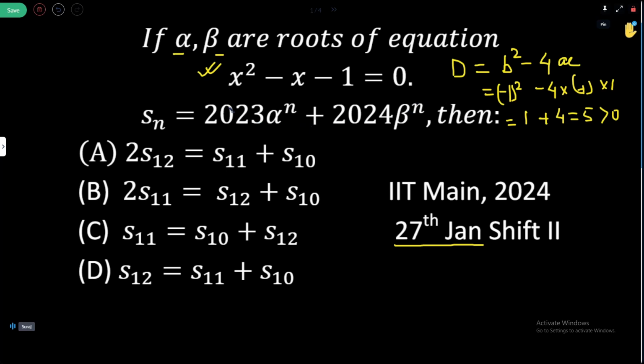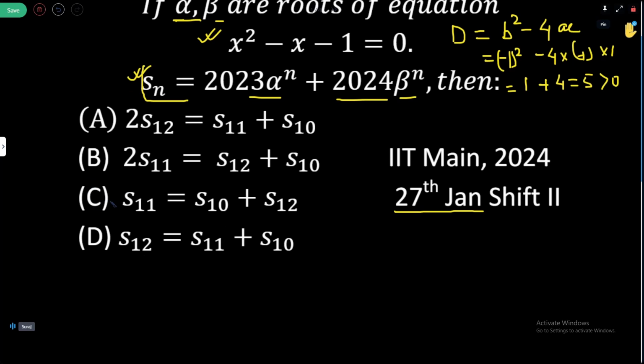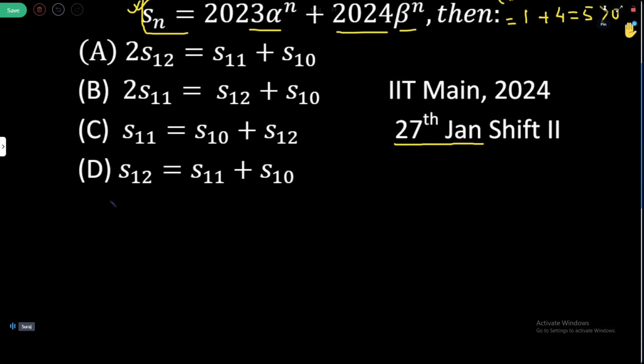Now alpha and beta are given and a relationship is given: Sn equal to 2023 into alpha power n plus 2024 into beta power n. You have to verify these four relationships and find which relationship is correct. If you see the options, you will see that A and D are the same type of option and B and C are the same type of option. Why am I saying this?